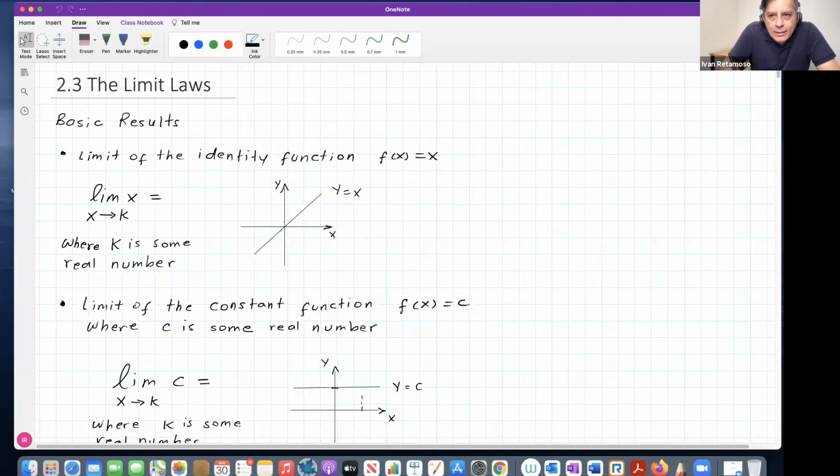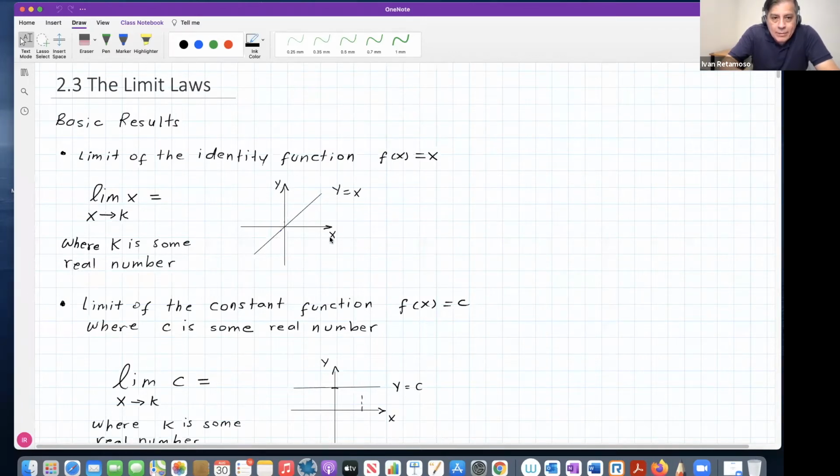Great, it's recording now. Today we are going to talk about section 2.3, the limit laws. But before we go into the limit laws, which are a set of formulas, I've got to tell you about these two very, very basic results: how to compute the limit of the identity function at any input value, and how to compute the limit of the constant function at any input value.